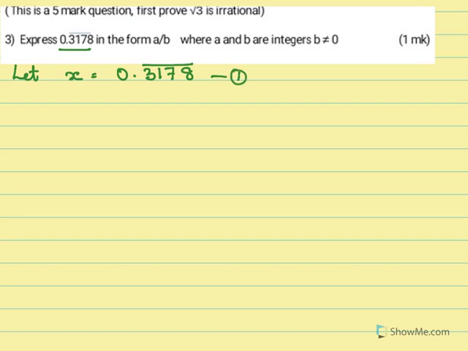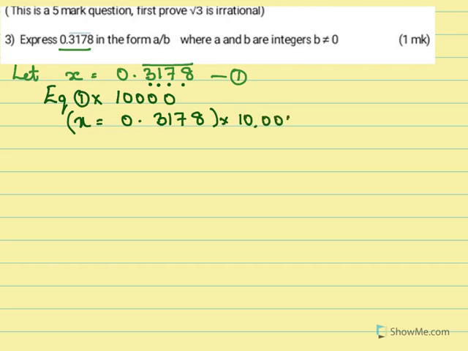In the next step, we take equation 1 and multiply it by 1 followed by four zeros, that is 10,000. So x equal to 0.3178 bar multiplied by 10,000 gives 10,000x equal to 3178.3178 bar. This is equation 2.